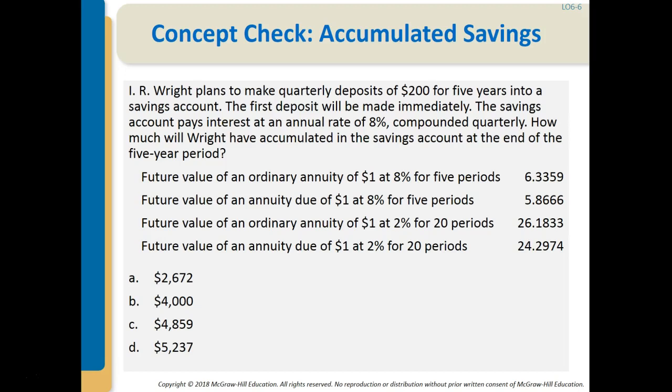I.R. Wright plans to make quarterly deposits of $200 for 5 years into a savings account. The first deposit will be made immediately. The savings account pays interest at an annual rate of 8% compounded quarterly. How much will Wright have accumulated in the savings account at the end of the 5-year period?